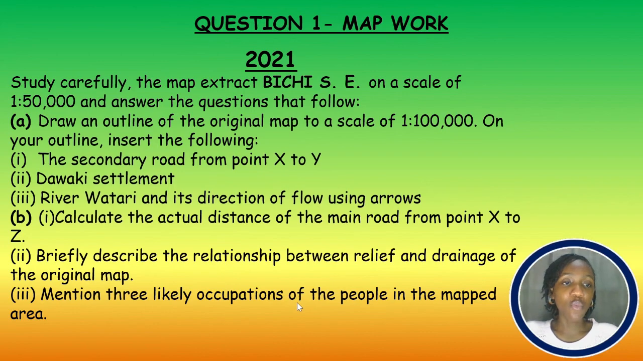And now under the Roman numeral 3, under question B, BIII, the occupations of the people of the mapped area will depend on the features located in or around the settlement. So whether they are close to the sea and they will engage in occupations like farming, or maybe they are surrounded by vegetation and hence they could be farmers and so on.